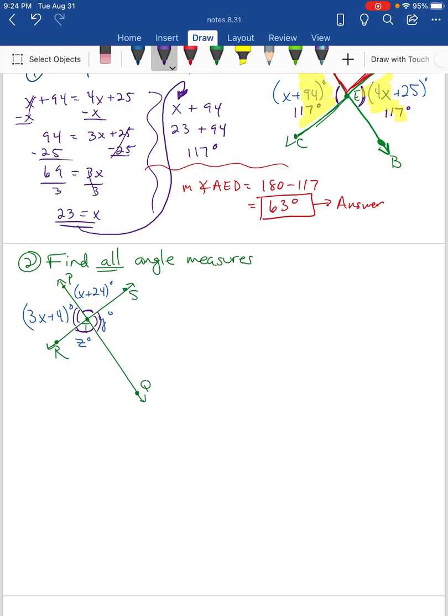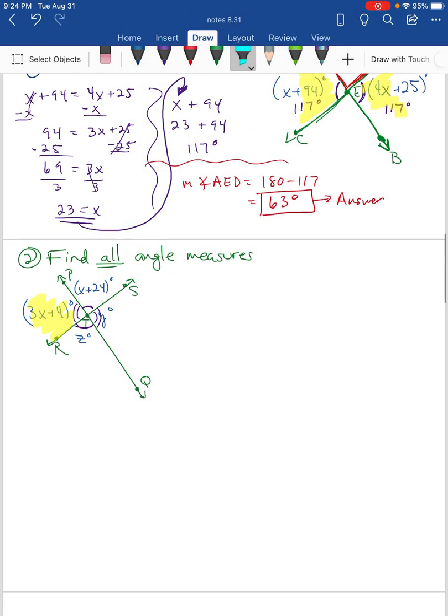The first thing we're going to do is look at the relationship of the expressions that they gave us. These 2 angles are right next to each other. Those are a linear pair, which means that they equal 180 degrees. So I cannot set those equal to each other. Instead, I'm going to write them together and set them equal to 180. Now all I have to do is combine like terms. 3x and x will give you 4x. 4 and 24 will give you 28, and that's equal to 180.